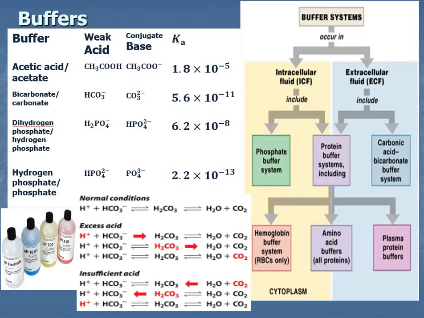So when we have a buffer, we worry about the Ka, we worry about the conjugate base, or the weak acid, what is it? And then we're worried about what's happening side to side. So in our system, we've got several buffers. We've got intracellular fluid and extracellular fluid, and you can sort of follow it down here. And with those buffer systems, we're able to maintain a specific pH, which is very, very important.